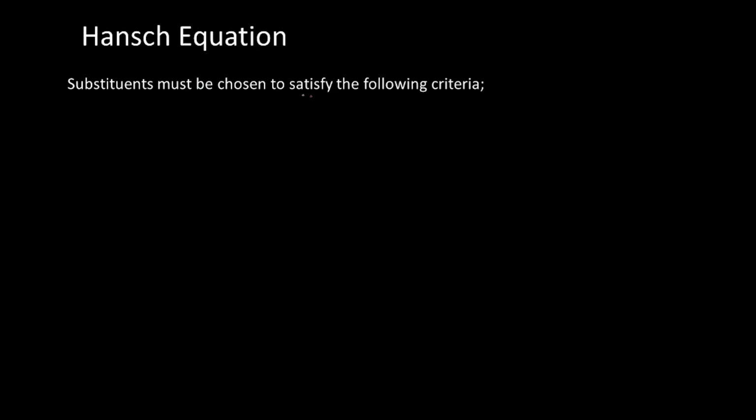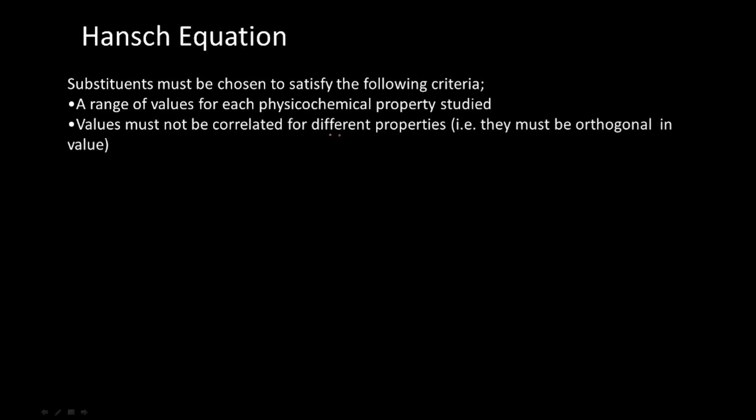Substituents must be chosen to satisfy the following criteria. A range of values for each physicochemical property studied. So when I synthesize new molecules, I will try to substitute so that I get a different pi. That means different hydrophobic, hydrophilic values. I get different sigmas and so on. Values must not be correlated for different properties. That means they must be orthogonal in value. At least 5 structures are required for each parameter studied.